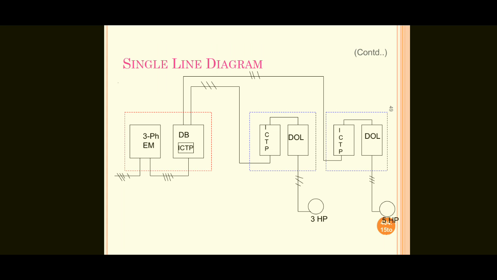Now this is the single line diagram: 3-phase, EM, DB, ICTP, ICTP, DOL, ICTP, DOL, 3 HP and 5 HP. Two motors are used, 3 HP and 5 HP. Starter is DOL, direct online starter.